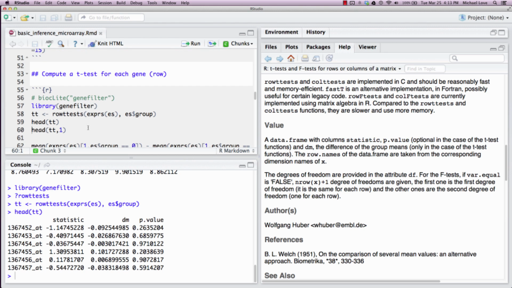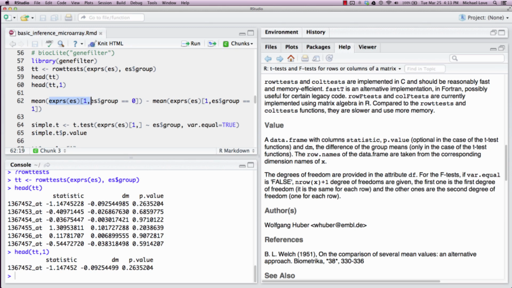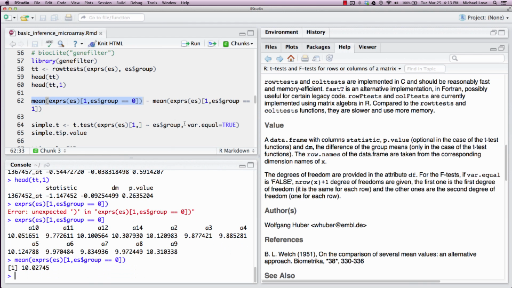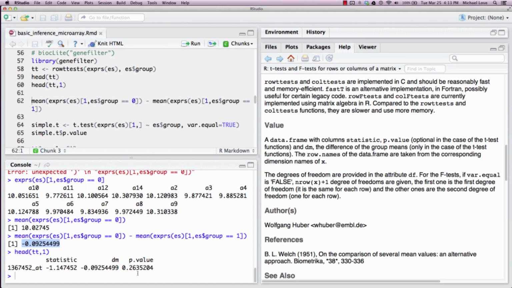Let's focus on the first row of the data frame returned by rowttests, and we can show that if we take the first row of the expression set and just the values for where group equals 0, we take the mean of this, we get 10.02, and if we take the mean of this and subtract the mean of the other group, we get negative 0.09, and this is the same as the value which was given back by rowttests. So it's taking the mean of the first group and subtracting the mean of the second group.